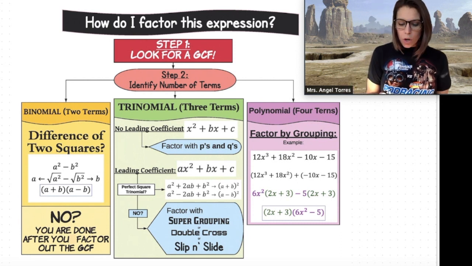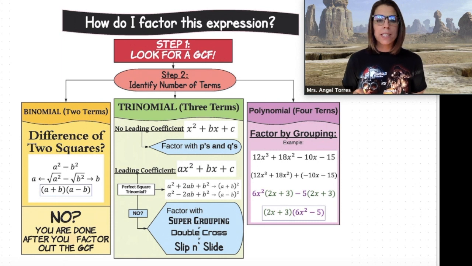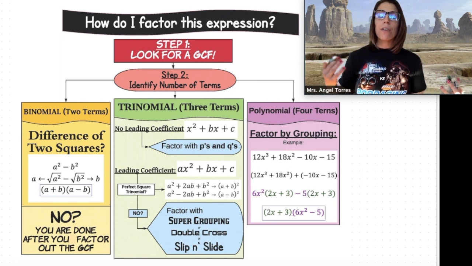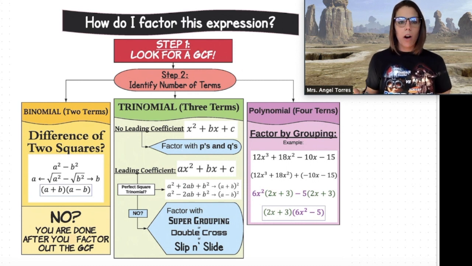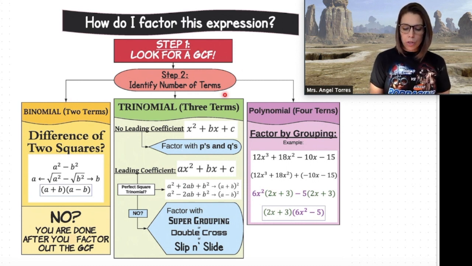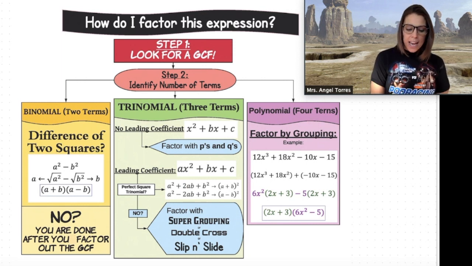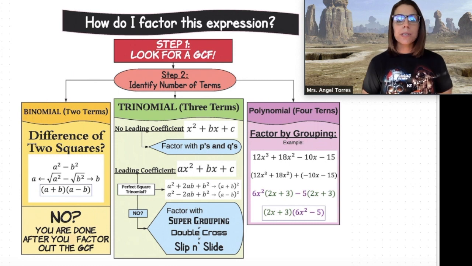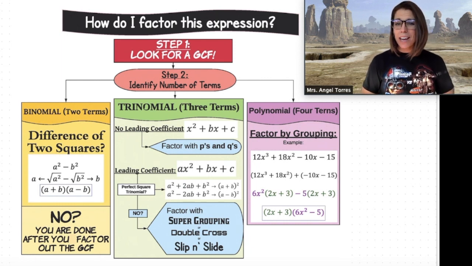So step one is always to look for a GCF, a greatest common factor among all terms. Whether or not there is a GCF, you would then move on to step two. After you identify whether or not there is a greatest common factor, then you look at how many terms there are. There will either be 2 terms, 3 terms, or 4 terms in the expressions that we are factoring. If the expression is a binomial of 2 terms, it's either going to be a difference of 2 squares, which is our special case, or you're actually going to be done after you factor out the GCF. So binomials are pretty straightforward.